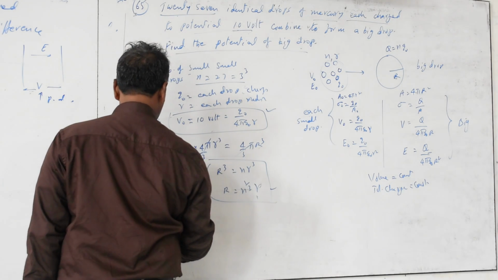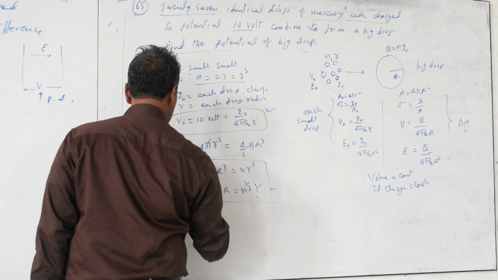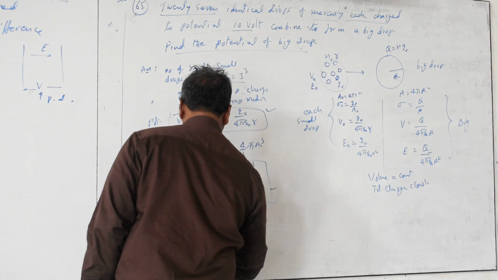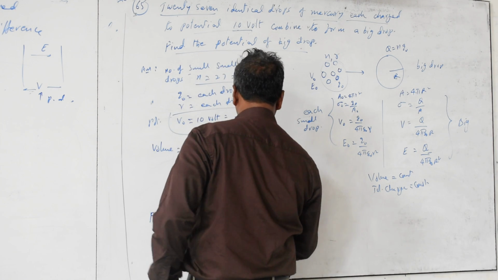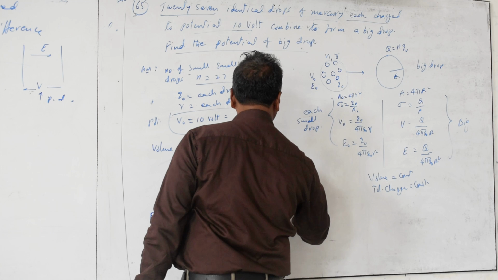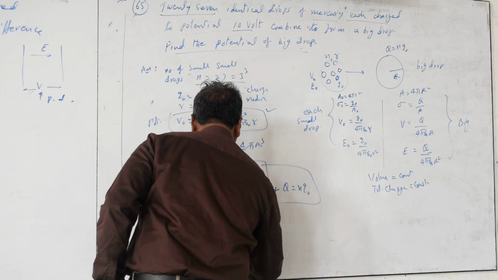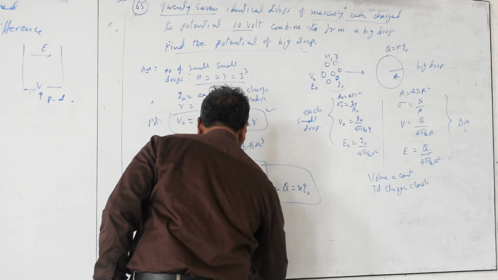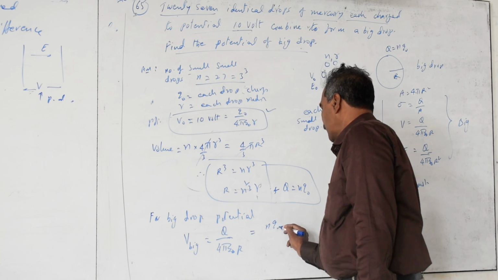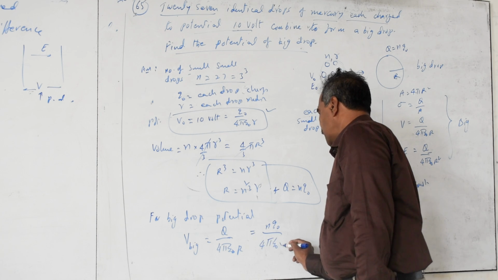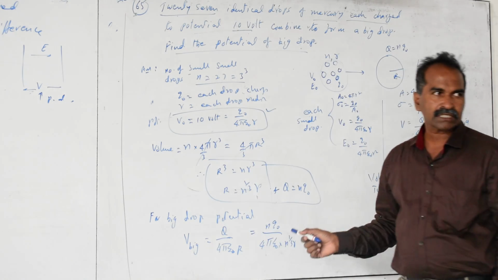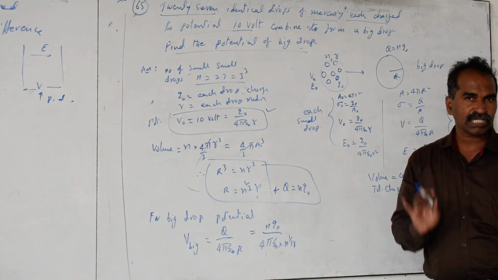Now we want the big drop potential, that means on the surface and inside, everywhere the potential V big is equal to capital Q by 4 pi epsilon capital R. Capital Q equals n into Q naught, so V big equals n into Q naught by 4 pi epsilon into capital R, and capital R is nothing but n to the power of 1 by 3 into small r. Write the final formula; you don't have to derive all this. Directly remember the final formula in terms of the number of droplets n. Potential they generally ask more times.